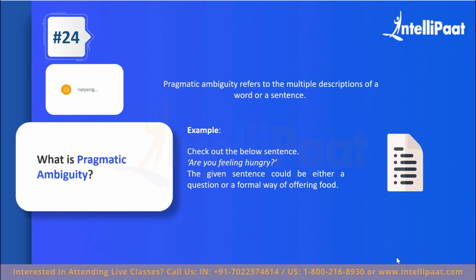Now, just for an example, here is the sentence: are you feeling hungry? The given sentence could be either a question or a formal way of offering food. So for this, we need to train the algorithm, train the machine in such a way that it can differentiate and interpret both the meaning and the context of the sentence. So this is pragmatic ambiguity.